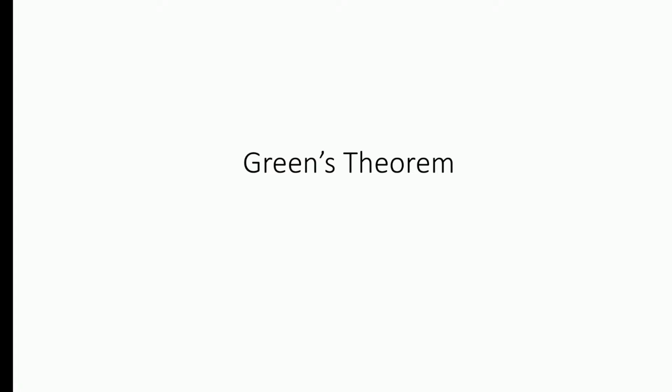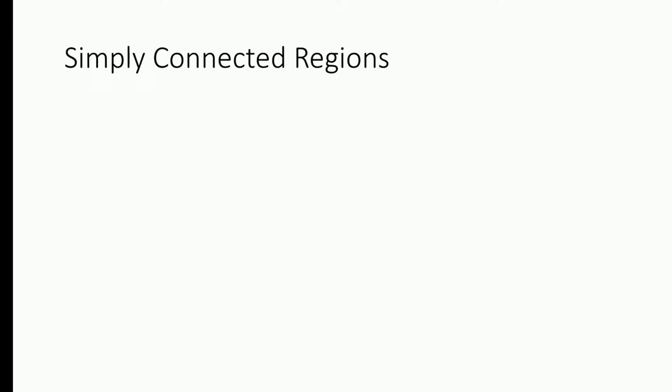So first of all, before we get to Green's theorem, we need to learn about this thing called simply connected regions. A simply connected region is just a region that has no holes or chunks. What in the world do I mean by a hole or a chunk? Well, here is a simply connected region. It's a nice blob. See, that's a simply connected region. It's just like one blob like that.